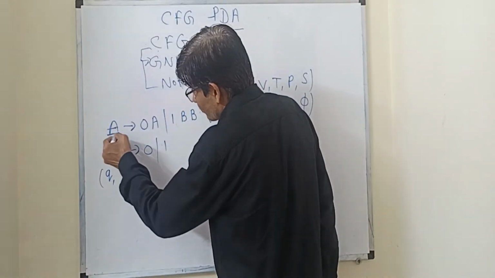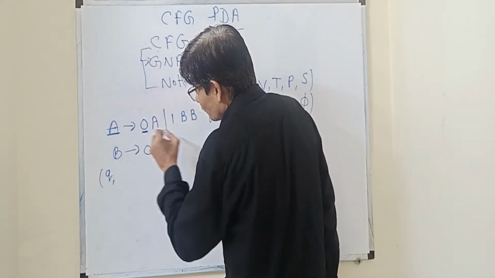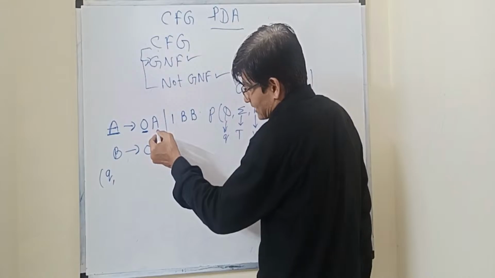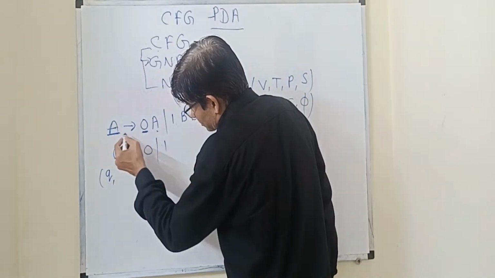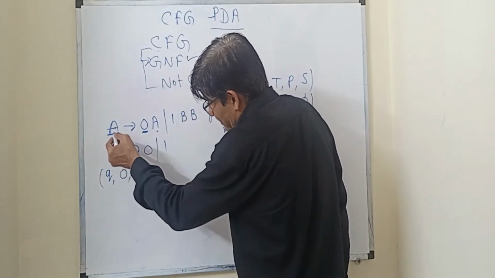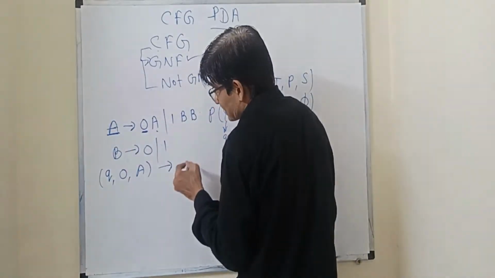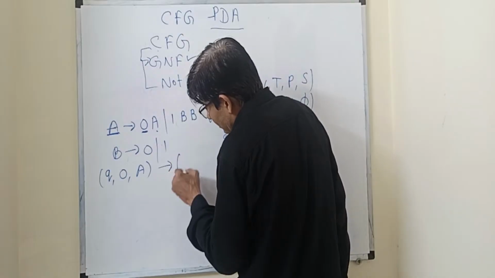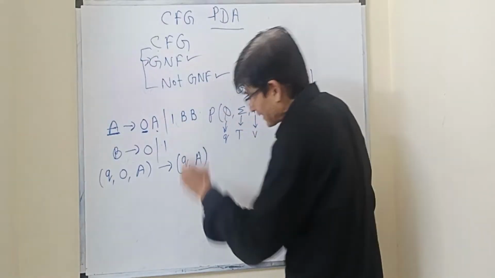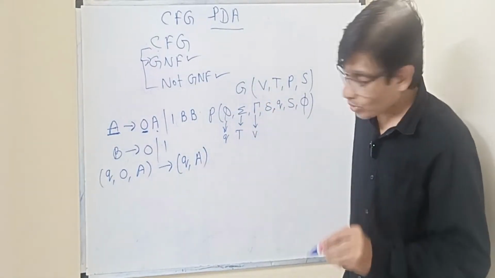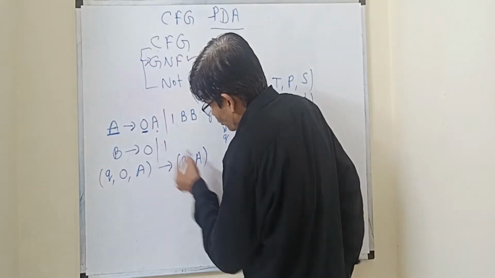The left hand side variable would be the current stack top, and the right hand side terminal would be the current input symbol. So for this particular production, I will write it like this: 0 and current stack top is A, and then it gives us Q and A. So this is the only production, and this is how we can write it.